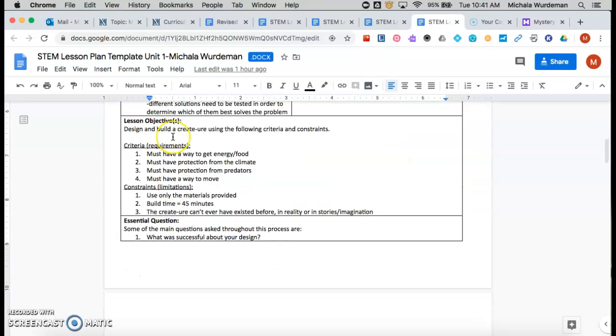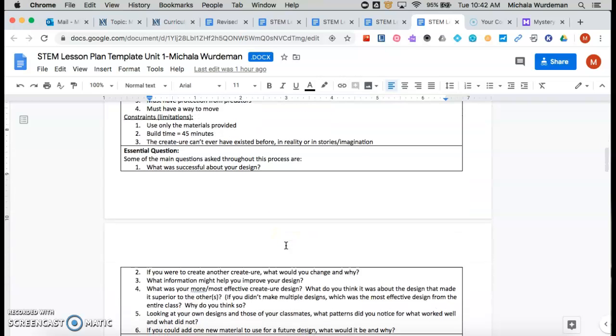For the lesson, they are designing and building a creature using the following criteria and constraints. The criteria: they must have a way to get energy, food. Their creature must have that. They have to have a protection from the climate, and they have to have protection from predators, and they have to have a way to move. Some of their constraints or limitations: they can only use the materials that I provide them. They have 45 minutes to work on this, and the creature can't ever have existed before, so they have to come up with it on their own.